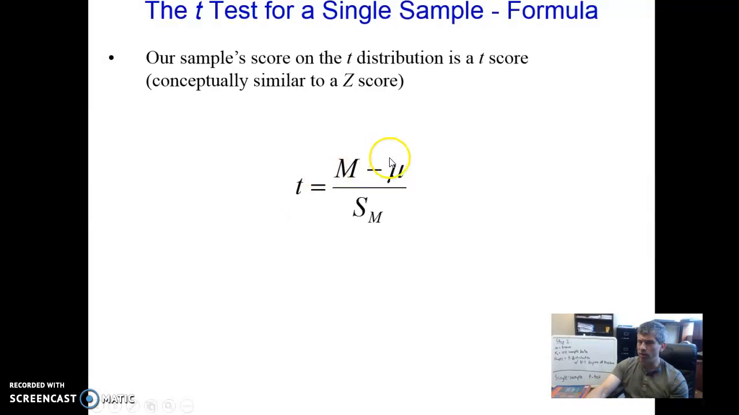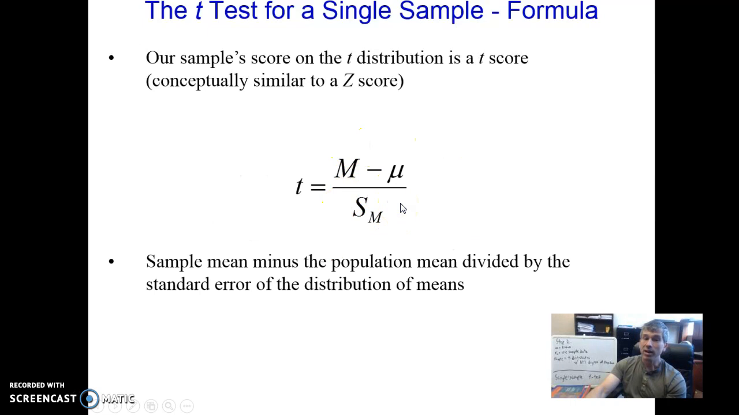The numerator is exactly the same as the z-score formula for sample means. It's just the deviation between your sample mean and the population mean. The denominator has changed. This was sigma sub m, sigma with a subscript of m, which is the population standard error. Here we have the sample standard error, because we don't know the population standard error. The sample standard error is what we're using to estimate that population standard error. So that standard error you calculate in step 2 is going to carry forward and be the denominator here for your test statistic. But conceptually, it's just a deviation score divided by standard error. So it tells you how many standard errors apart your sample mean and population mean are.